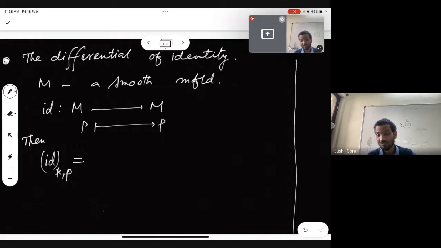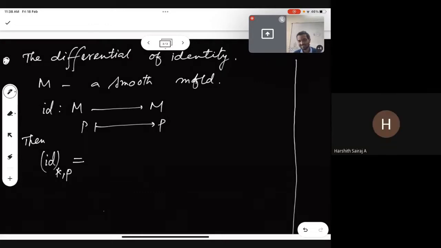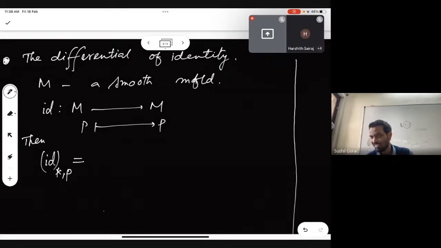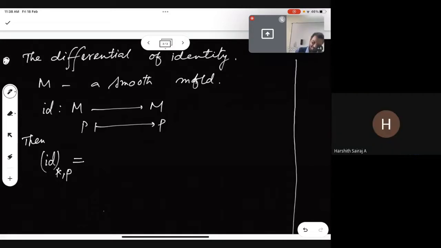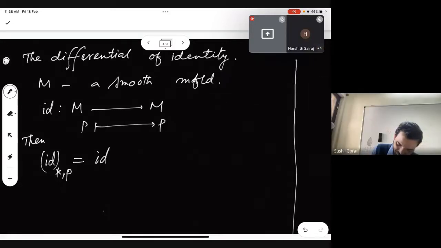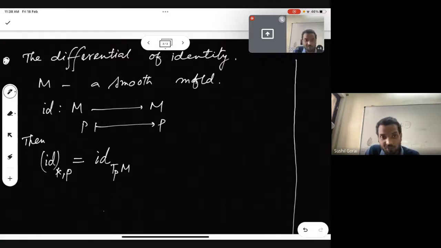So any guess? What should it be? I mean, just a guess. I'll not ask for reason. Sir, identity itself. Yeah, but which identity? Tangent space. Right. So identity at TPM. Right? So identity at TPM is a map between two vector spaces, TPM to TPM. All right.